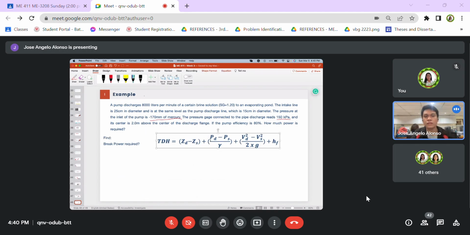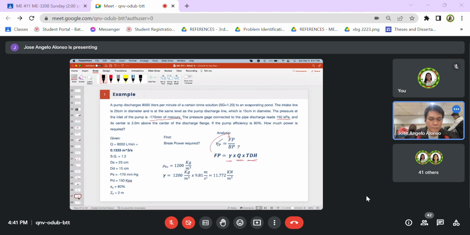Total dynamic head is equivalent to the difference in elevation at the discharge and suction, the difference in pressure at both discharge and suction, the difference in velocity, and the head losses. Head losses were not given in the problem, so let's make it 0. We have the difference in discharge and suction elevation, which is equivalent to 2 meters.